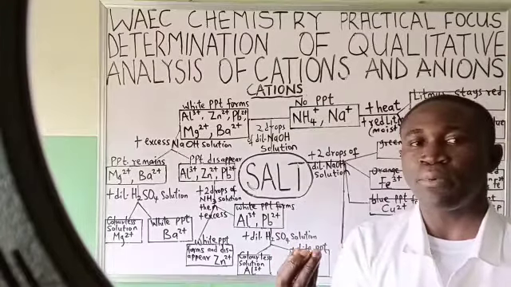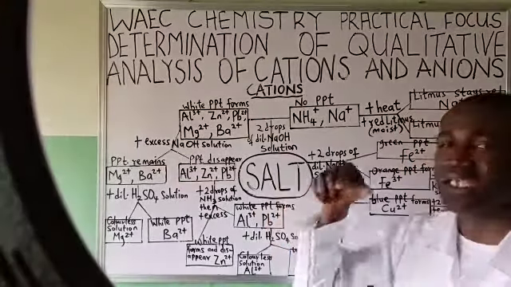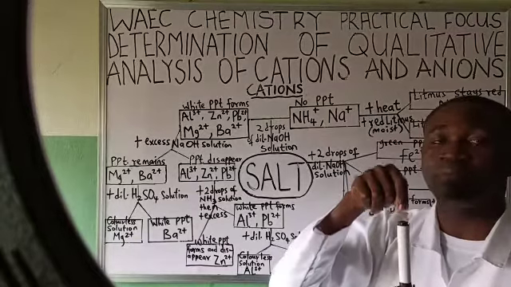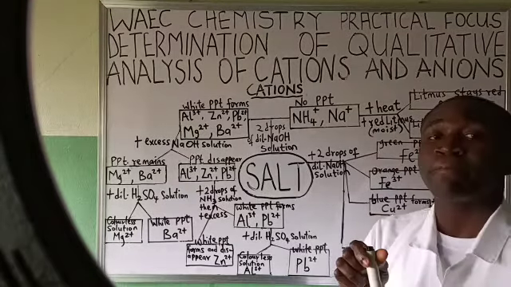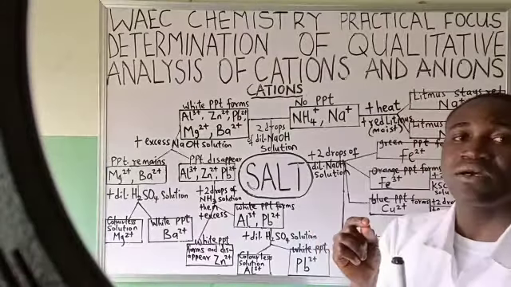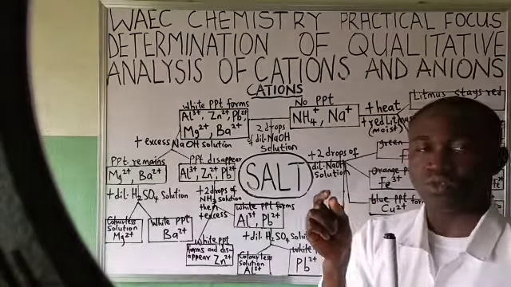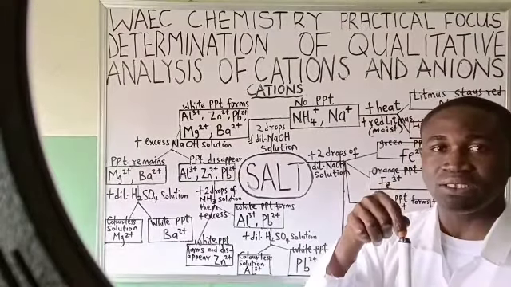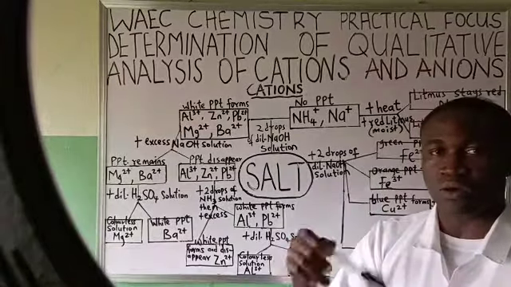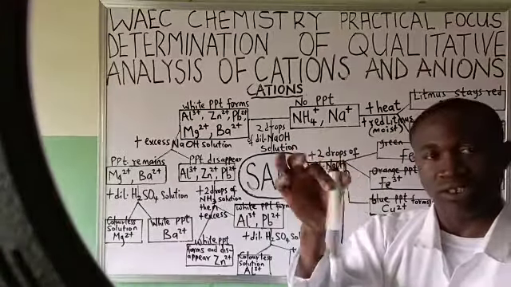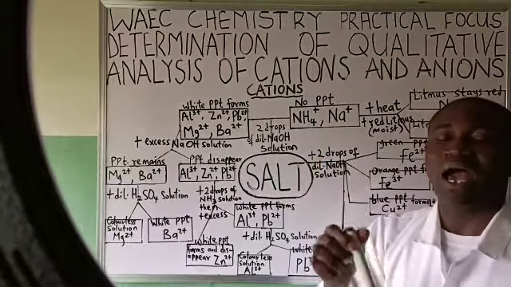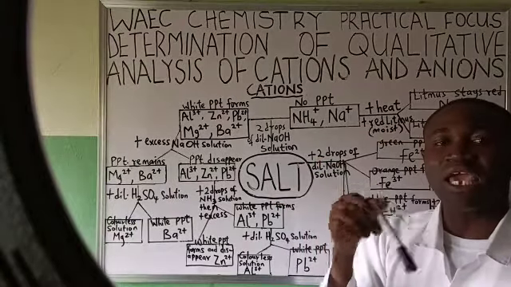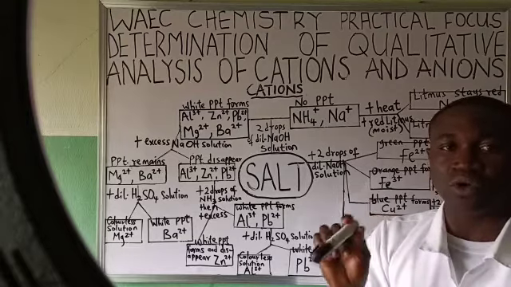Get the salt sample, put a little of it inside your what? Conical... inside your test tube, please. Then take distilled water, just add water inside it, shake it very well. Heat the solution. As you are heating it, after heating it, check if the salt is very soluble.